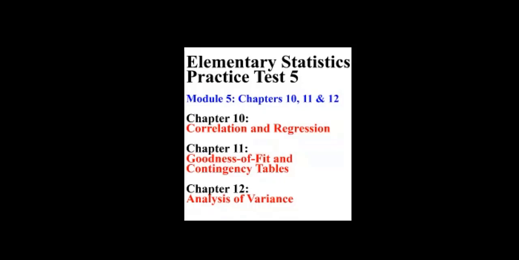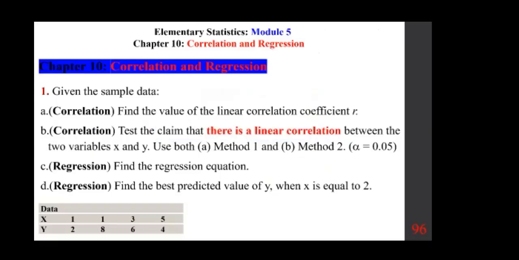And we are going to go with chapter 10, correlation and regression. Here's the first question. Number 1, given the sample data: A, correlation, find the value of the linear correlation coefficient R. B, correlation, test the claim that there is a linear correlation between the two variables X and Y. Use both A, method 1, and B, method 2. Alpha 0.05. C, regression. Find the regression equation. D, find the best predicted value of Y when X is equal to 2.